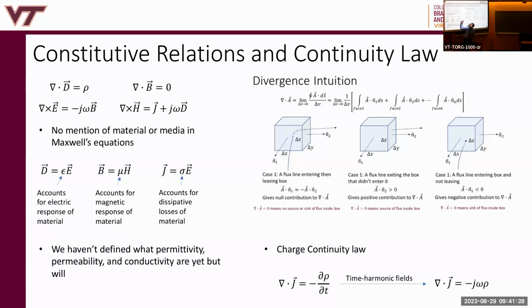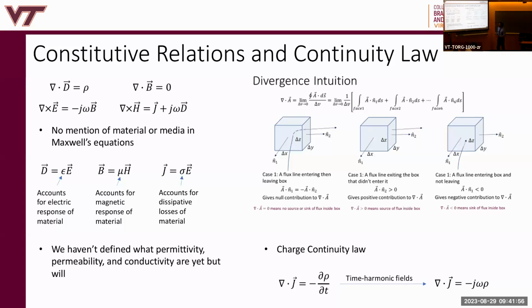And then here we have J is equal to sigma E. This is nothing but Ohm's law, right? We haven't defined what these parameters are. I just introduced them. We will in the next lecture. We'll really understand exactly the origin of epsilon, mu, and sigma, how they relate to the materials, how they relate to the atomic structure of different media, and how these are derived. What do they mean? So we'll get to that.